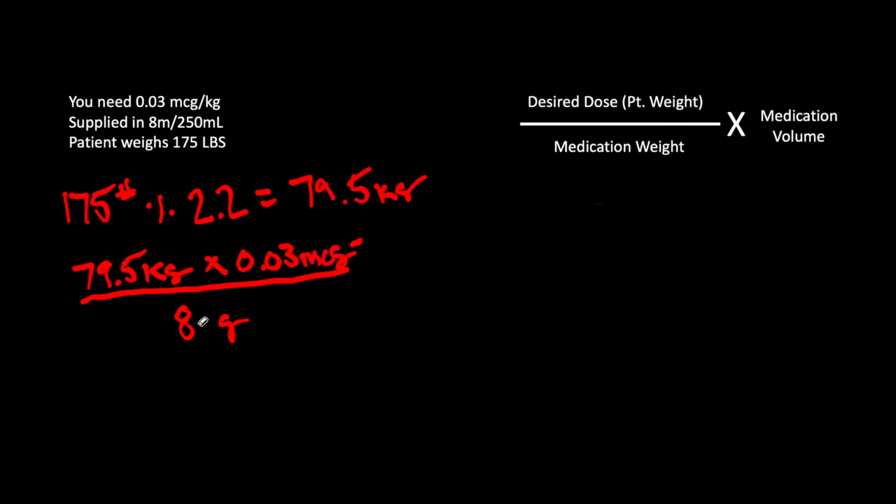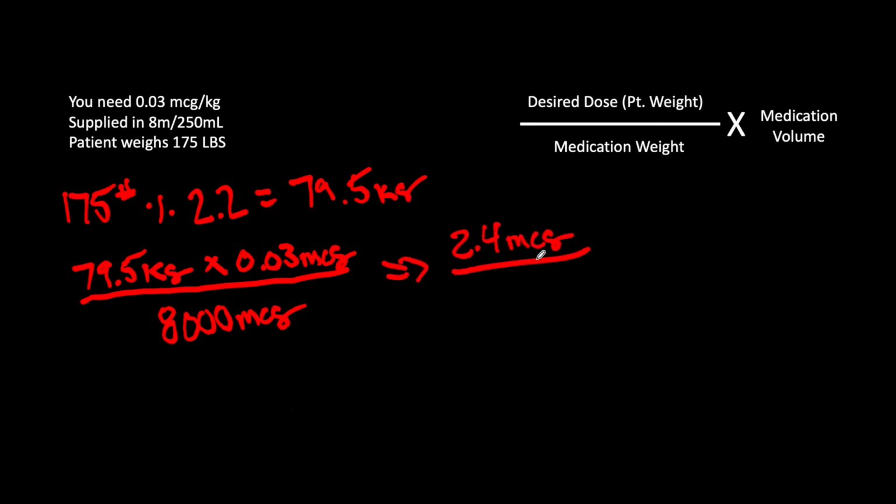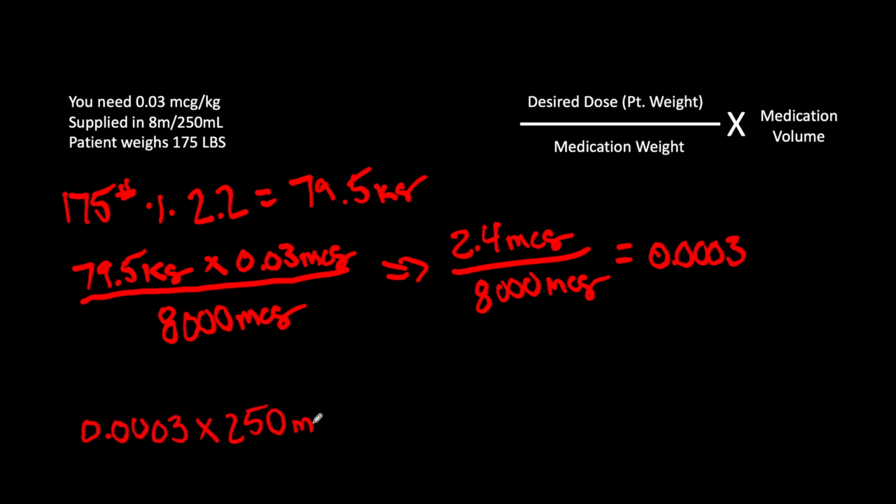So let's rewrite our equation. We have 79.5 kilograms multiplied by 0.03 micrograms over 8,000 micrograms. This gives us 2.4 micrograms over 8,000 micrograms. Divide those, and our answer is 0.003. We'll multiply that by our medication volume, which is 250 milliliters, and this will give us 0.075 milliliters.